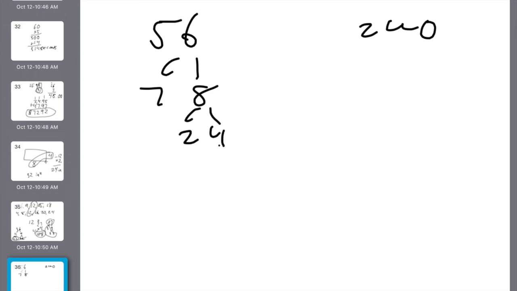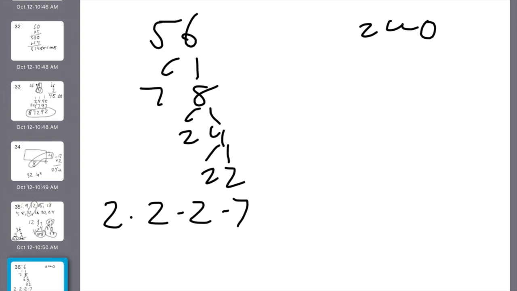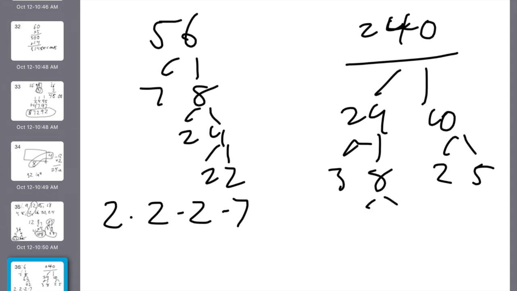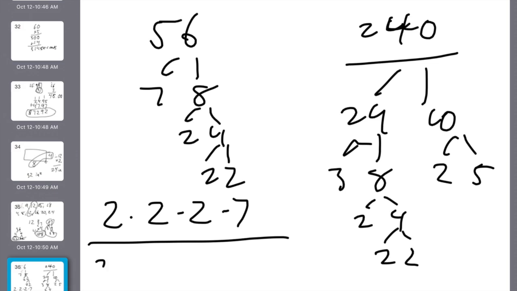56 and 240. 56 is 7 and 8. 8 is 2 and 4, 4 is 2 and 2. So the top is 2 times 2 times 2 times 7. 240 is 24 and 10. This is 3 and 8. This is 2 and 5. This is 2 and 4. This is 2 and 2. So on the bottom I have 4 2s.